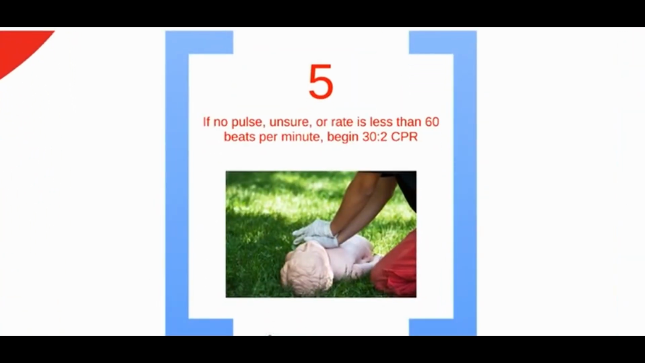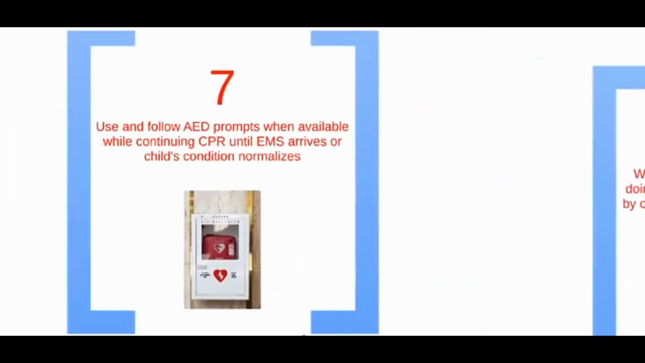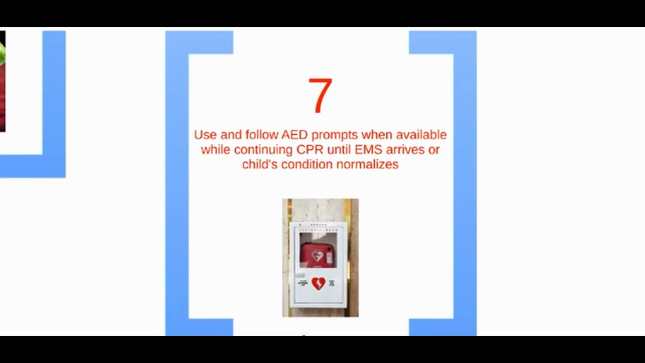Step 5 is to begin the CPR. If there was insufficient or no pulse, if the second rescuer has not returned, do a 30 to 2 ratio CPR. Step 6, when the second rescuer returns, begin 15 to 2 CPR, with one doing the 15 compressions, followed by the other doing the 2 breaths. Step 7 is to use the AED and follow the prompts. Continue this and CPR until the EMS arrives or the child's condition normalizes.